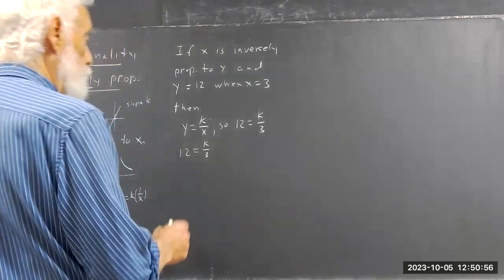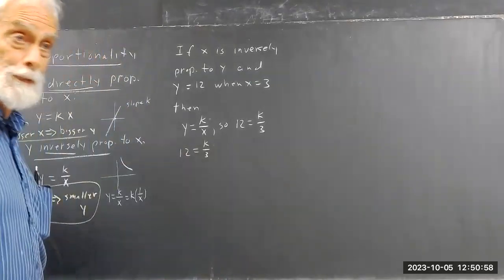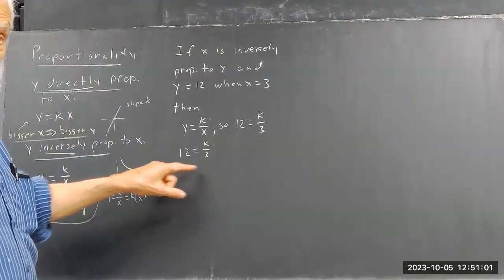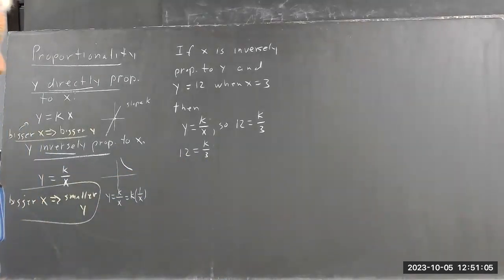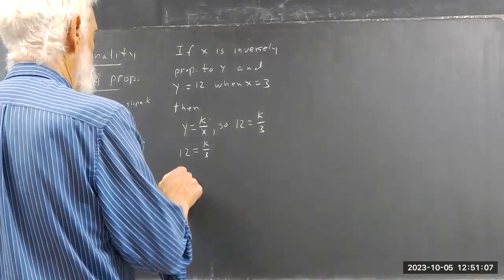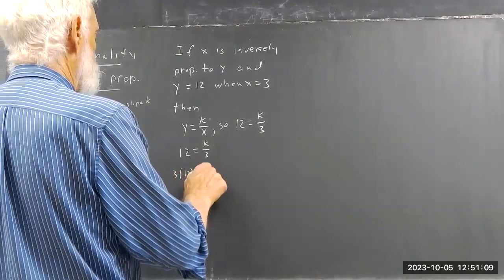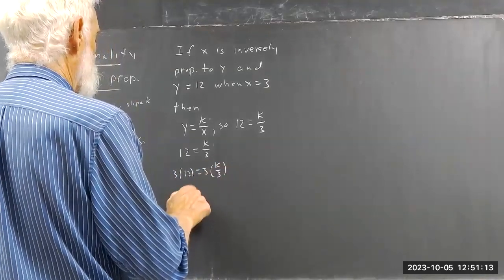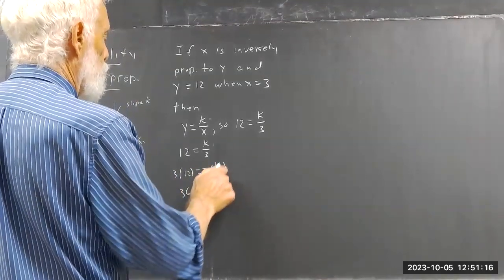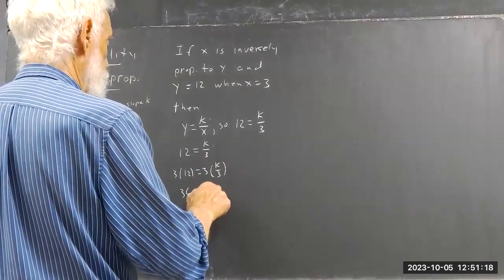Okay, so what's the step we take? We multiply both sides by 3. We just do this automatically. When we see denominators, we get the heck rid of it. Okay, if we possibly can. So we do 3 times 12 equals 3 times K over 3. 3 times 12 is 36. That's 3 over 3, which is 1 times K, so K equals 36.